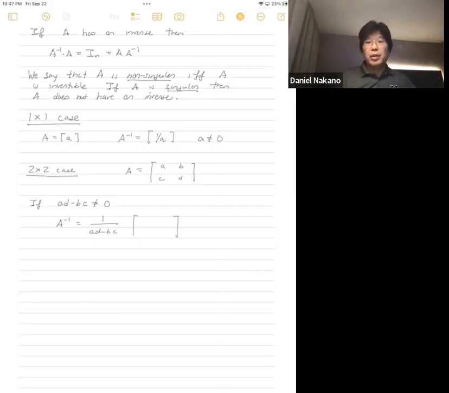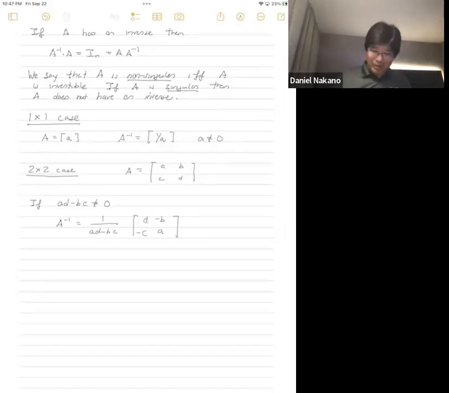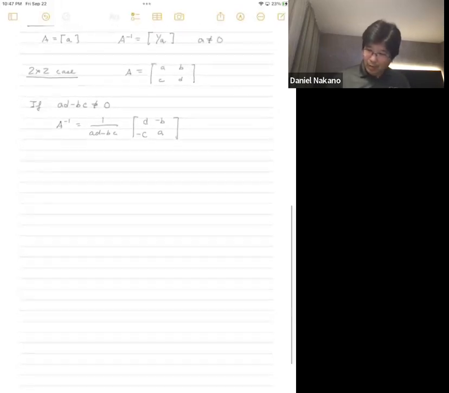times the matrix where you interchange the A and the D. So that's D and A, and you negate the B and the C. Okay? So I claim that this is actually the inverse. Well, how do we show it's the inverse? Just multiply times A and make sure you get the identity back. So let's do that. We do it one way and the other is similar.